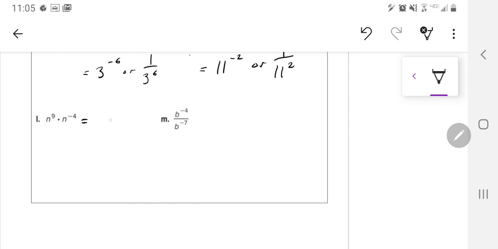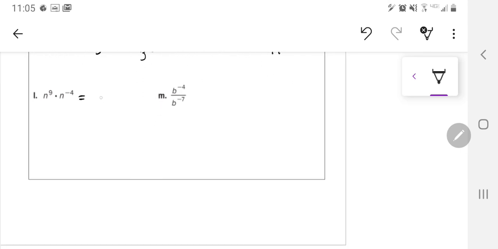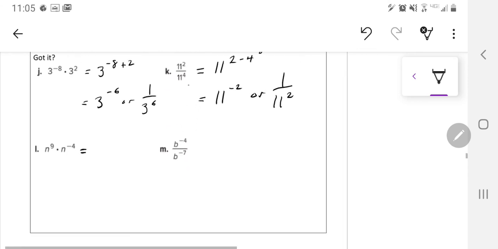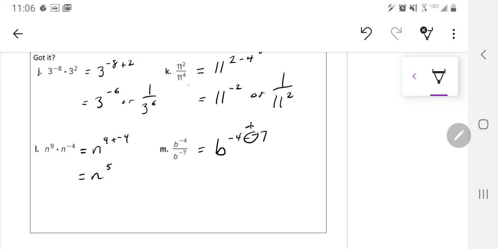This is again the product of powers property. And that's going to be n to the 9 plus negative 4. So that gives us n to the 5th. Quotient of powers again. And so we keep the base, take the numerator's exponent minus the denominator's exponent. That gives us minus a negative, which becomes plus. And we get b to the 3rd power.